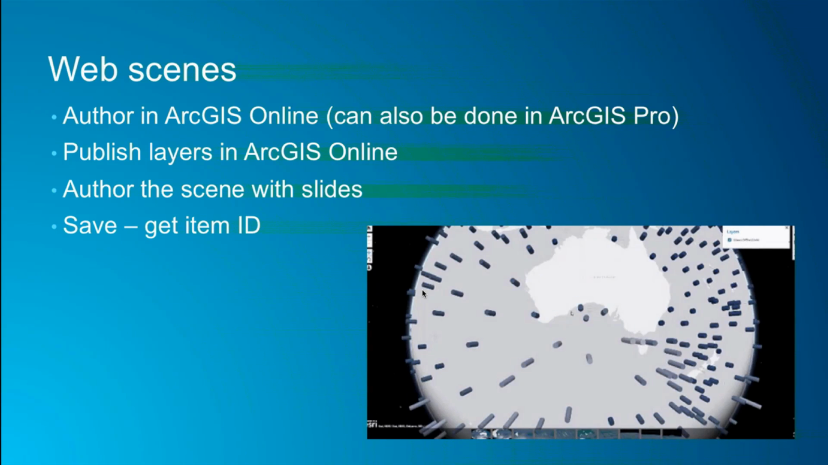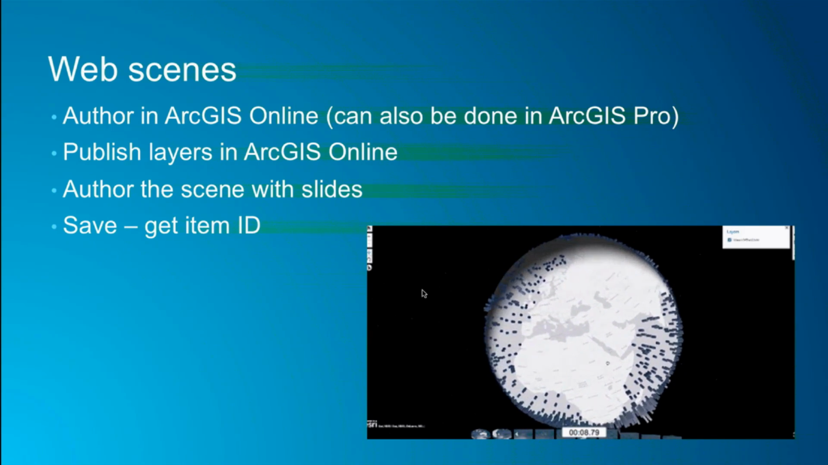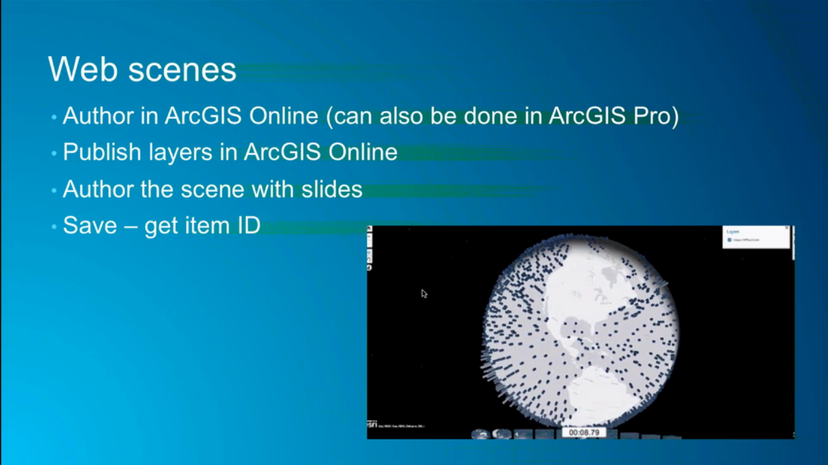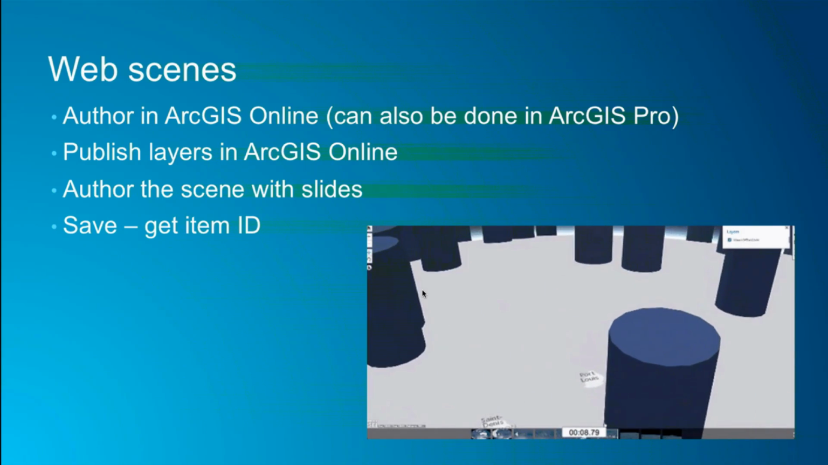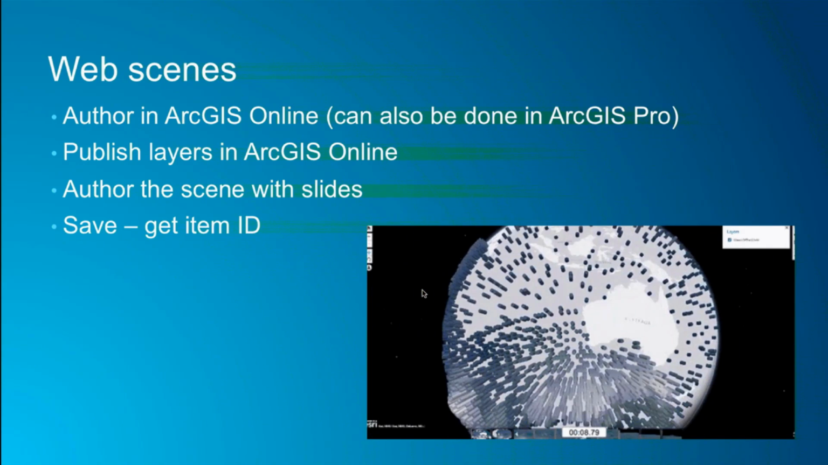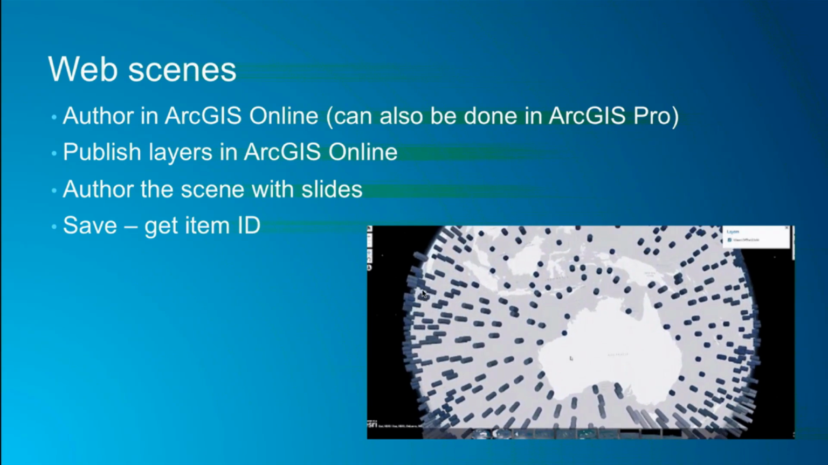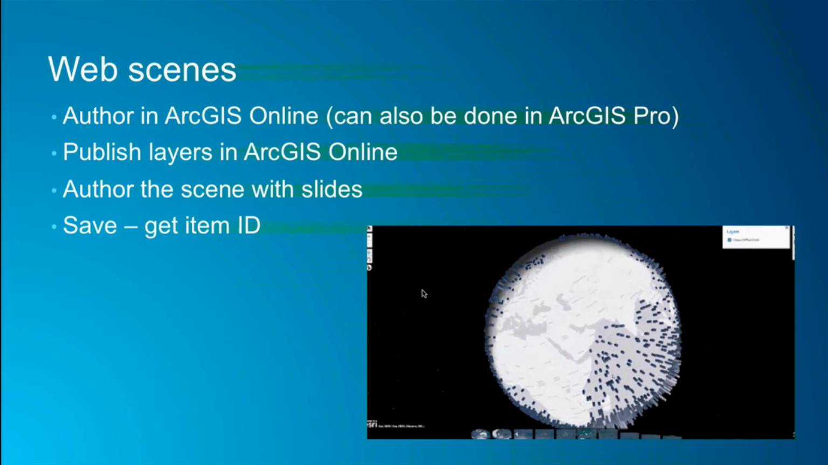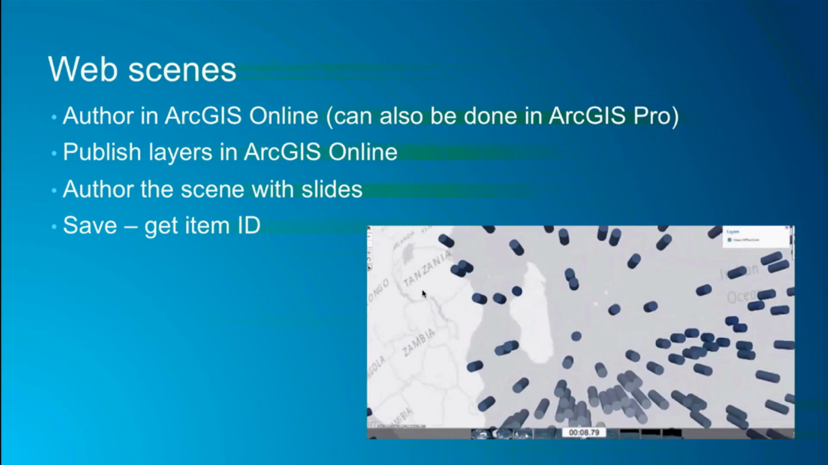So yeah, you can use the scene viewer to author these web scenes, and we're going to be showing that a little bit later. Or you could be authoring them in Pro as well if you want to do it through an out-of-the-box application. So you can share that directly to your portal or to ArcGIS Online. And if you were creating an application, you could use the 4x API to read in those web scenes and update them and push them out if you wanted to.